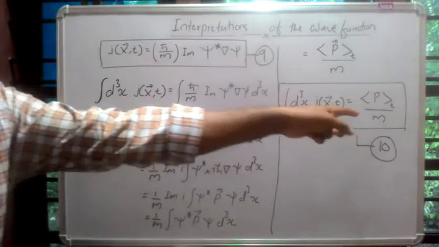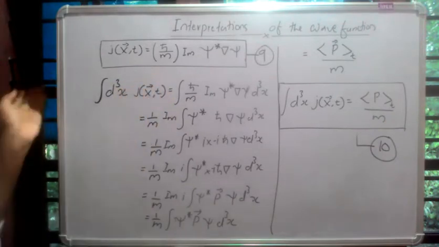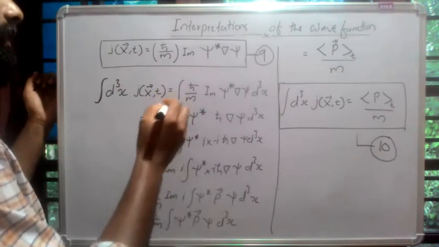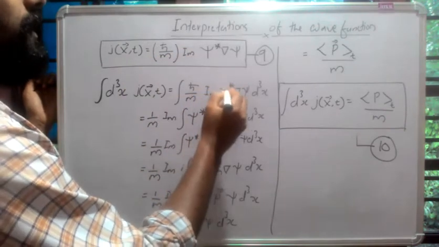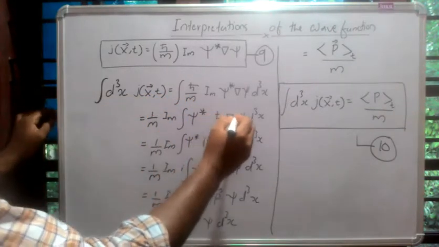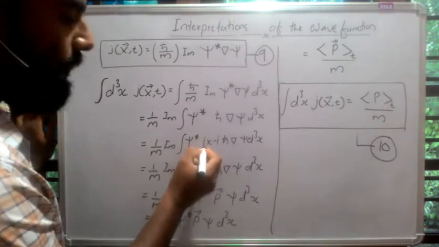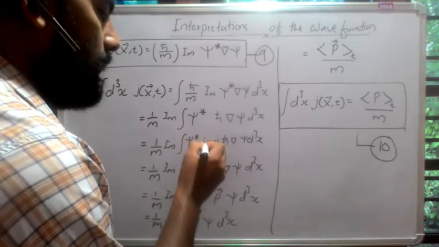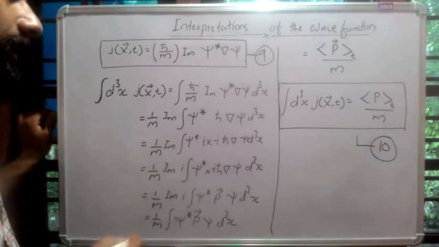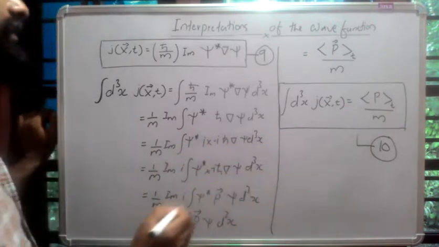In this way we are going to derive it: the integral over all space d³x of j(x,t), the probability flux. We are integrating the probability flux over all space, and that equals the integral of ħ/m Im(ψ*∇ψ) d³x. So that is (1/m) Im ∫ ψ*ħ∇ψ d³x, which equals (1/m) Im of ψ*, where actually we are multiplying with i and −i. That means i times −i is 1, since i² is −1 and −1 times −1 is +1. So that will not make any change in this equation.